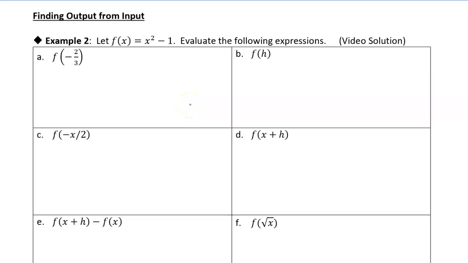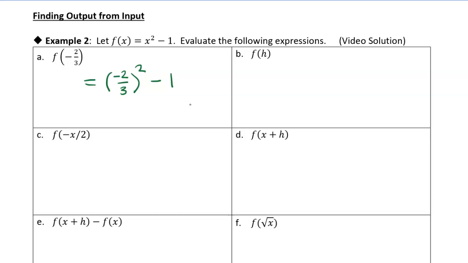In this example, we're given the same function that we just graphed, and we're asked to evaluate the following expressions. Now, normally, our input is a number, and that's the case in this first part, 2a. We're just putting negative 2/3 into the function in place of x, right? So again, we're going to use parentheses, put the negative 2/3 in parentheses, and square it, and then we're going to subtract 1. All right, so let's calculate that value.